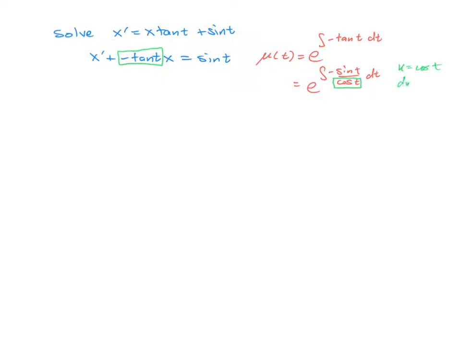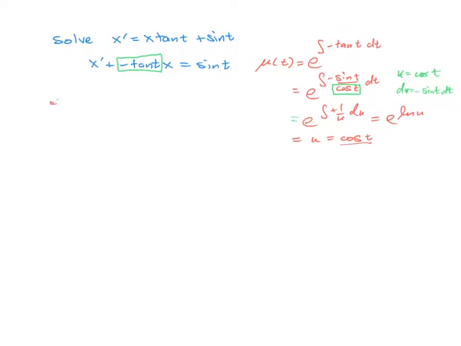then our du is just negative sine of t, and this ends up just being our e to the integral of negative 1 over u. Actually, it's positive now because of the negatives, du. So that's e to the natural log of u. So that's going to just be our u, which was equal to our cosine of t. So our integrating factor is just the cosine of t. So once again, we multiply that on both sides.